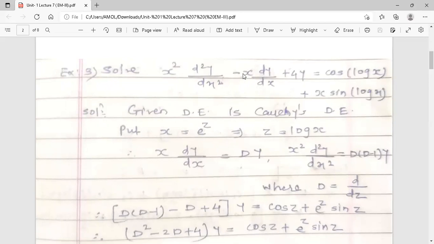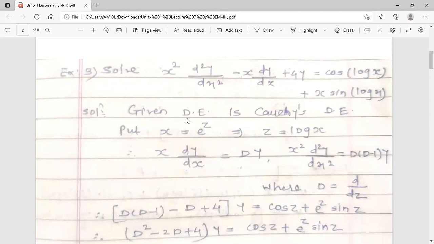The middle term, means the second term, is minus x into dy by dx. The first order derivative term is there, with a polynomial function of degree 1. And in the last term, the third term, the derivative term is absent, so the polynomial is absent here. And in the RHS, the function is cos of log of x plus x into sine of log of x. Now this is clear that with every derivative term there is a polynomial function. So the given differential equation is Cauchy's equation.